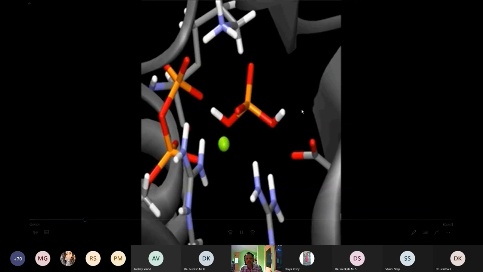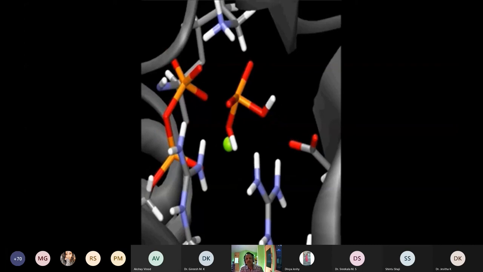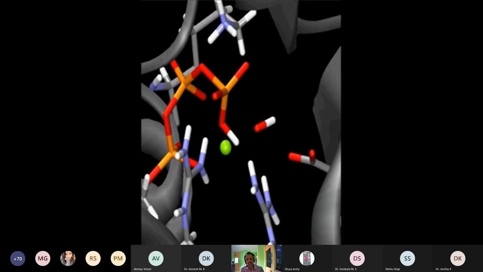So a phosphate group is trying to bind to the ADP. A single phosphate group is trying to bind, and these are the snapshots. This is the trajectory, or path, of a QM/MM simulation.